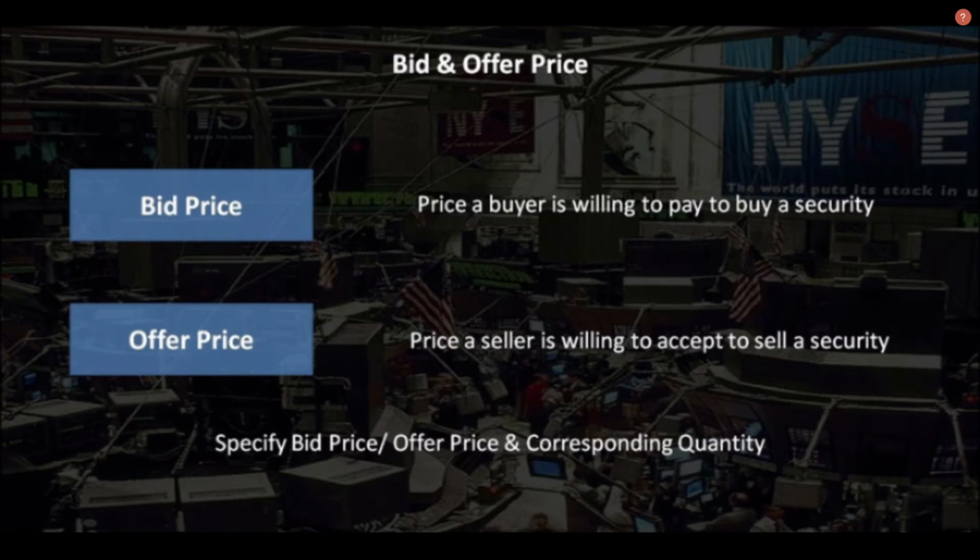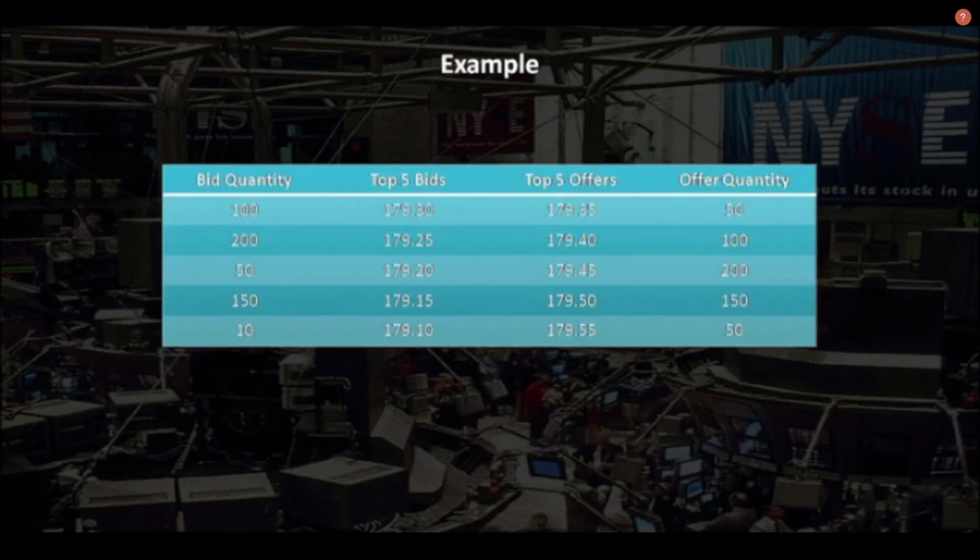Before you place an order, you have the option to see a live feed of active orders. Often the brokers provide you with a snapshot of top 5 bid and top 5 offer prices. A sample snapshot is shown here. This here is the best bid price and this here is the best offer price. The best bid available at this time is 179.30 and the best offer available is 179.35.